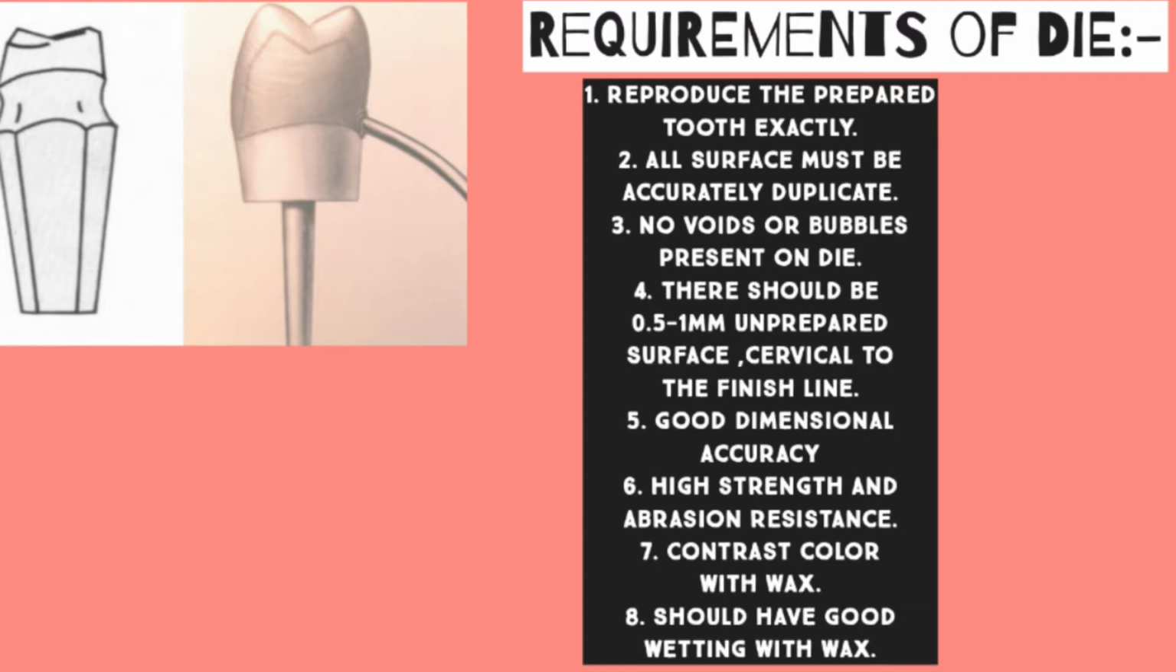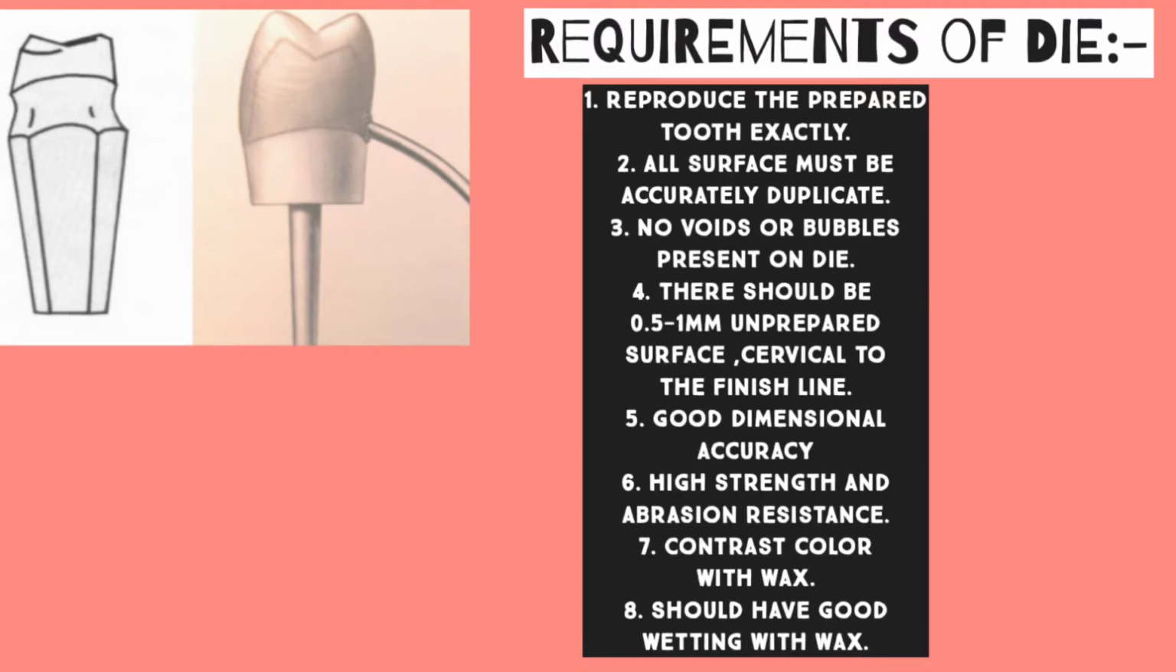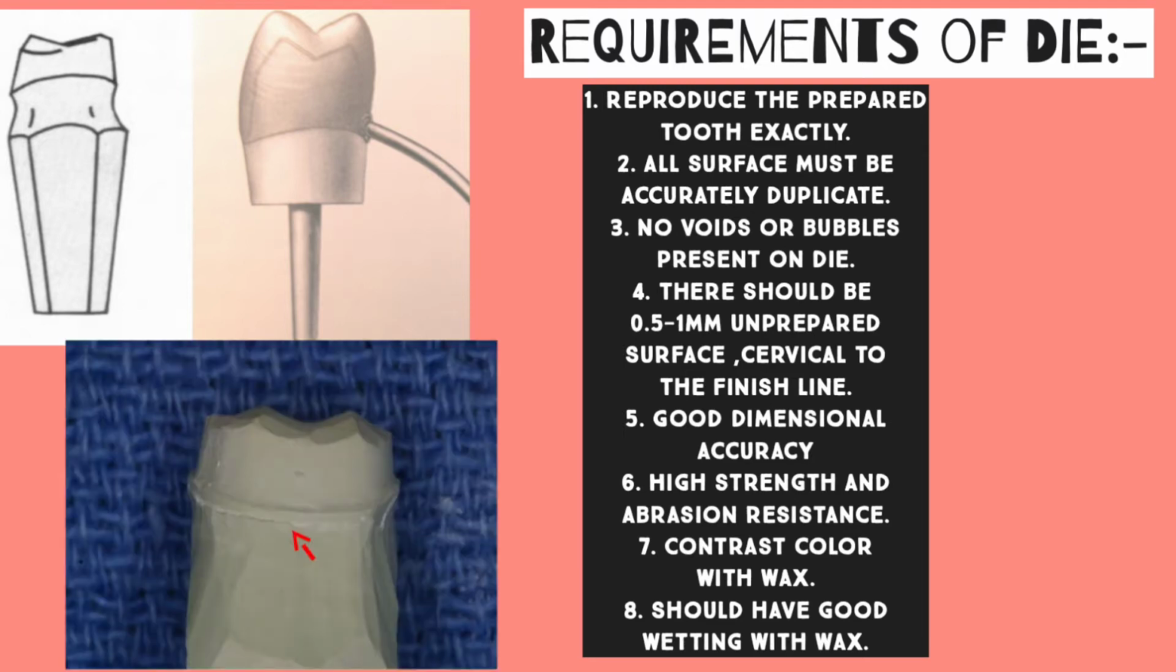So what are the requirements of the die? What are the requirements for making a die? First, it should reproduce the prepared tooth exactly, meaning it should produce an exact replica of the prepared tooth. Second, all surfaces must be accurately duplicated. Third, there should be no voids or bubbles on the die which we have prepared.